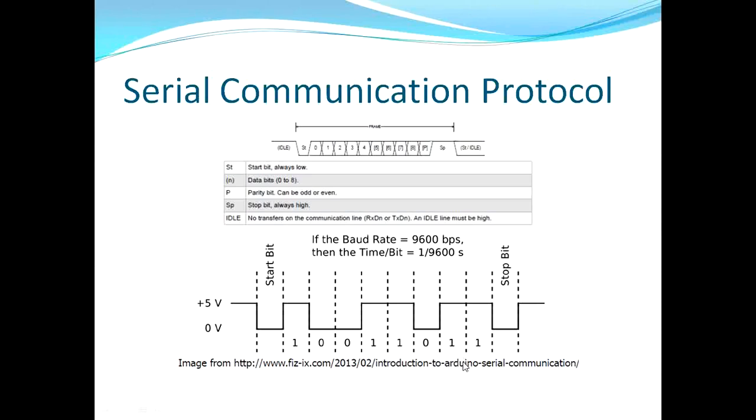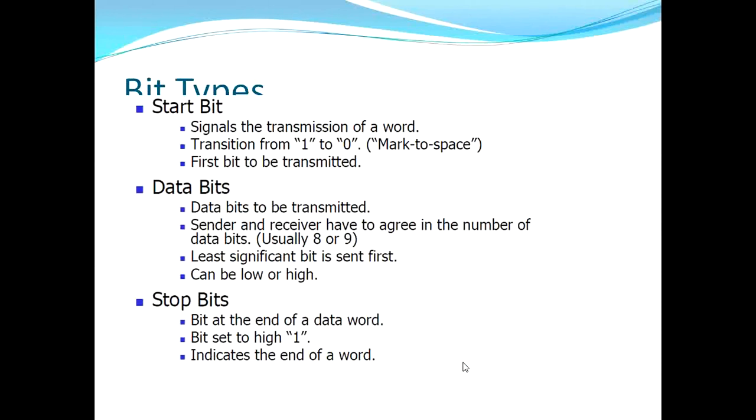How much data is transmitted per second is decided by the baud rate. Baud rate is the number of bits transmitted per second. There are many standard baud rates available, and 9600 is a standard baud rate. The time per bit is 1 divided by 9600 second.